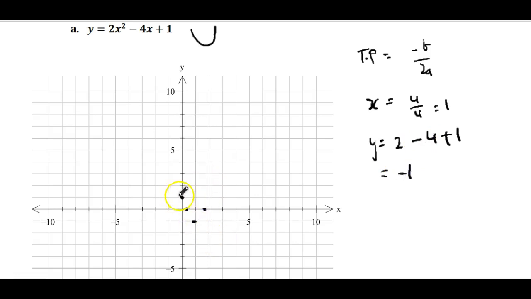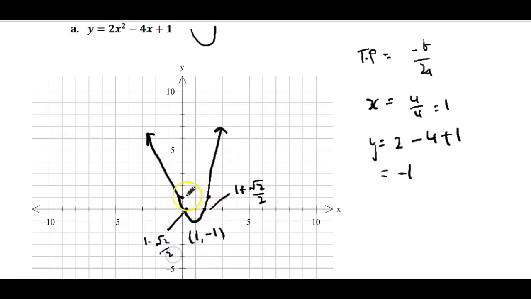Okay, and remember this is symmetrical. So this point can go here. And then you've got a nice little parabola. Oops, didn't really go through those points too well. What a terrible parabola. But let's label it. We have 1, negative 1. This point here, I should write the exact value. So 1 plus root 2 on 2, and this one here was 1 minus root 2 on 2, and that one was 1.